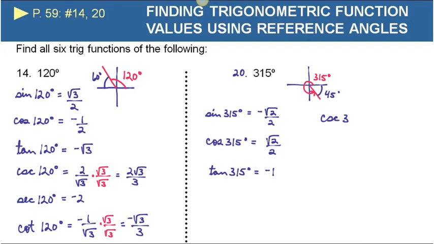For cosecant, we take the reciprocal of this value, but remember this has been rationalized, so if you remember its unrationalized form was 1 over square root of 2, so this reciprocal is going to be negative square root of 2. Secant is going to be positive square root of 2 because you do the reciprocal of this value. And cotangent is going to be negative 1 because you do the reciprocal of tangent.